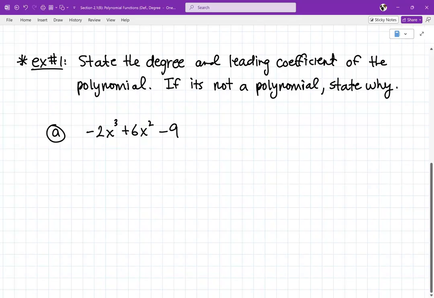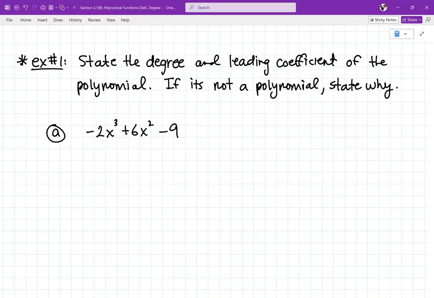A 3 and a 2. Those are positive powers, right? Are they fractional powers? No, they're whole numbers. So that means this is a polynomial because it has positive whole numbers as the powers for the x's. So yes, it's a polynomial. I don't have to write anything about that, but I do have to check it.